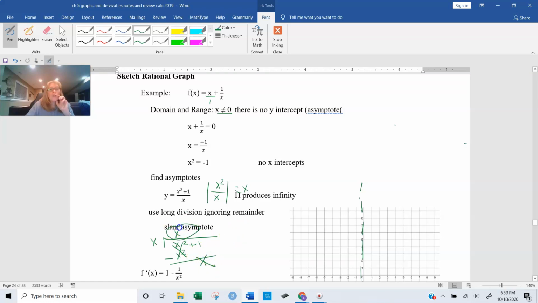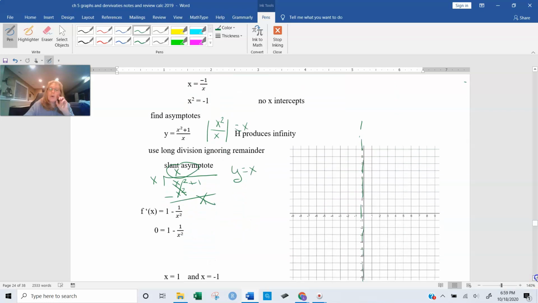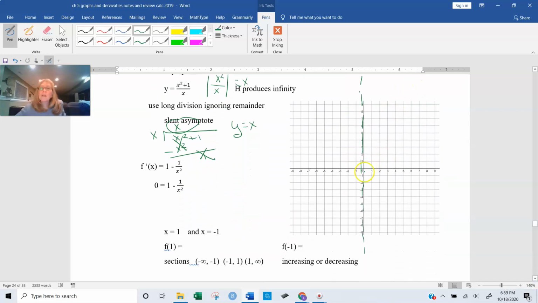So my equation is whatever's up here, which is y equals x, which means my slant asymptote is the y equals x line. So we're going to draw him in. So this is y equals x. If this was like x plus 2 on the bottom, you could have used synthetic division to do it, but we were not that lucky, so it had to be long.